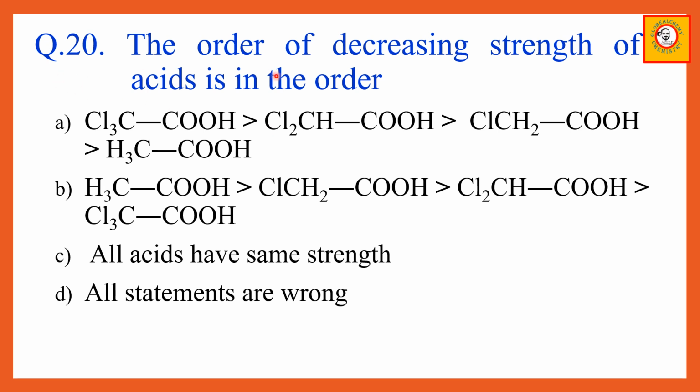Question 20. The order of decreasing strength of acids is in the order. The answer is A. Trichloroacetic acid is the strongest acid and acetic acid is the least strong, and this is due to the inductive effect.